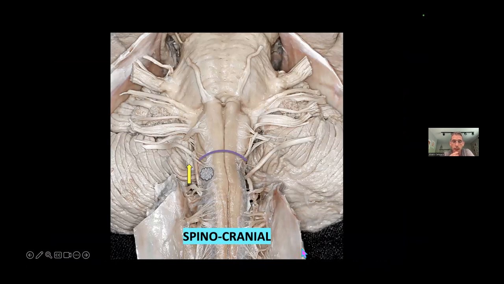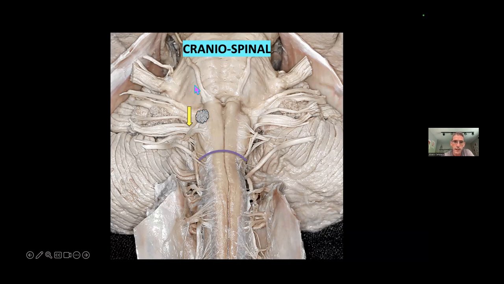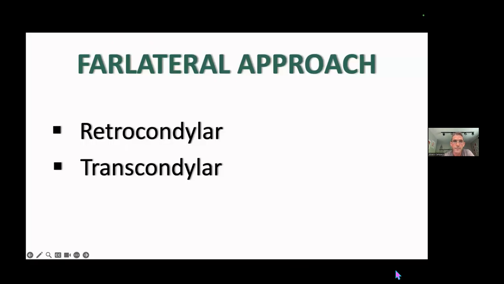Another important thing is that sometimes the meningioma starts below and grows up. So usually the lower cranial nerves are above the tumor, so it is a little bit easier to remove that kind of tumor. But sometimes we have craniospinal meningioma, which starts above and then grows to the inferior portion, and usually the lower cranial nerves are in the posterior portion of the tumor.